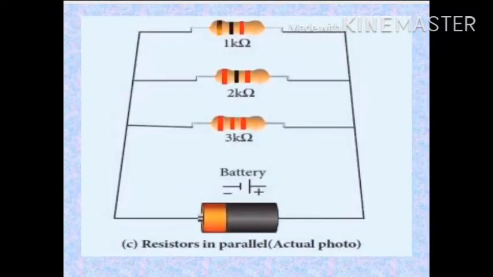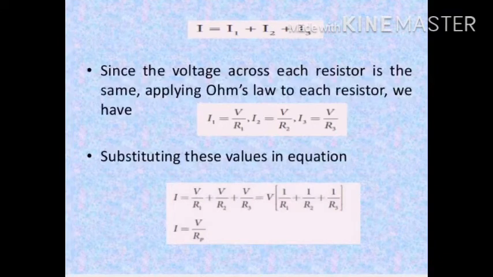This is how the connection will look like. Here I have connected 1 kilo ohm, 2 kilo ohm and 3 kilo ohm in parallel across a battery as shown in the slide. I is equal to I1 plus I2 plus I3.